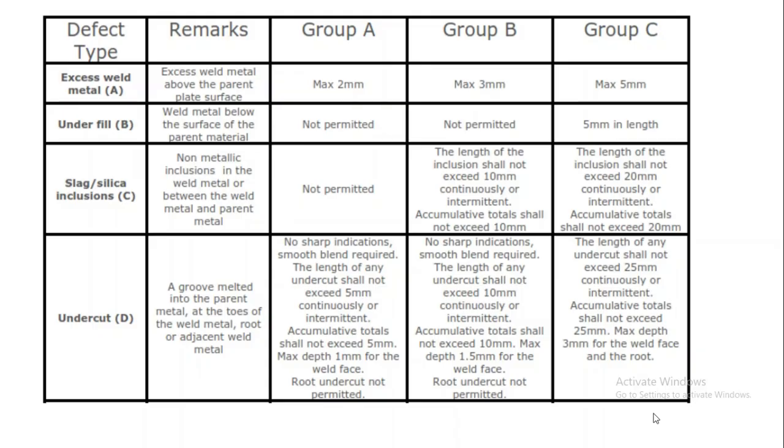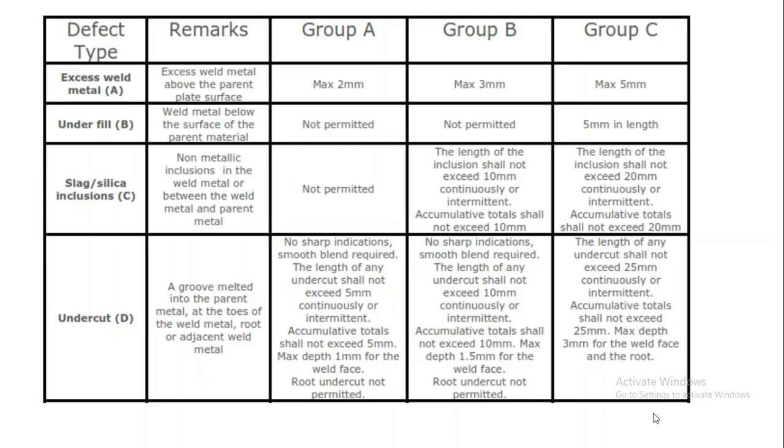The length of the undercut should not exceed 5 mm, continuous or intermittent. Continuous means that in one area you have an undercut with a length of more than 5 mm, which is rejected. If it's less than 5 mm, it's accepted. Then you have to go with the other criterion, depth. Depth should not go beyond 1 mm on the weld face. On the root side, undercut is not permitted. You can reject it directly.